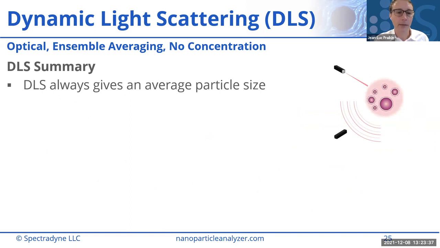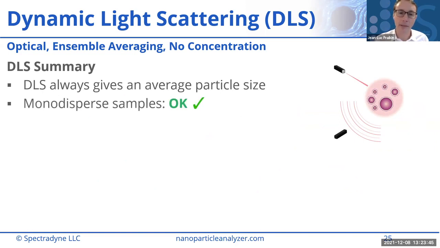So let's summarize. So DLS always gives an average particle size. It really doesn't matter what's in the sample. For monodispersed samples, that's great because it shows you actually where the peak in the particle size distribution is, probably pretty close to where the scattering intensity peak is.